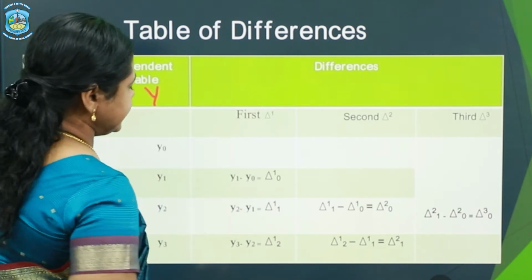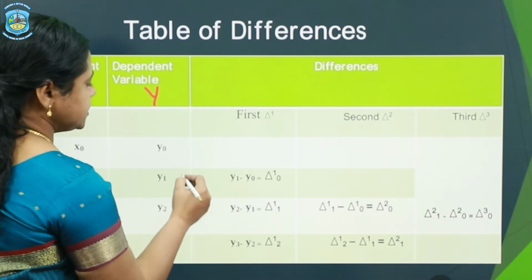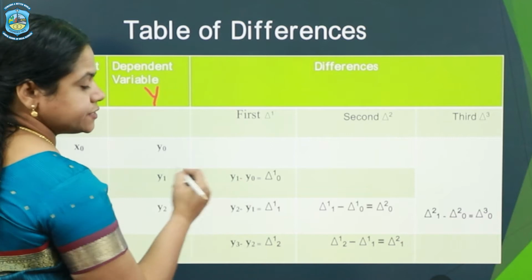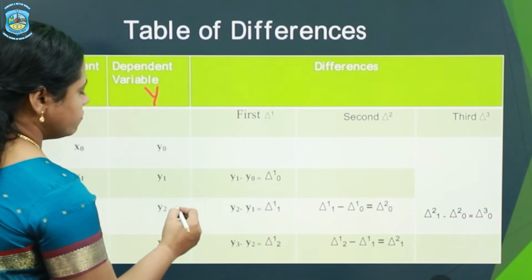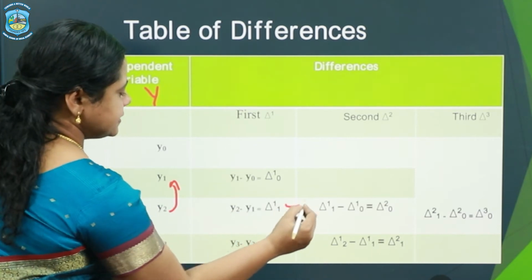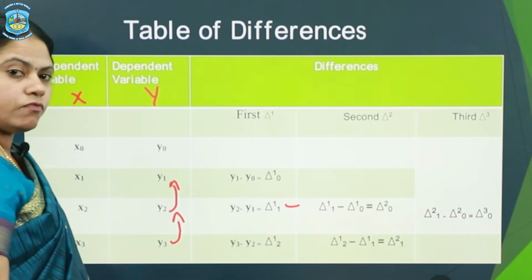Now the first leading difference. So you have to take the difference between y1 minus y0, that is del 10. Then y2 minus y1, that is del 11, and y3 minus y2, that is del 12.